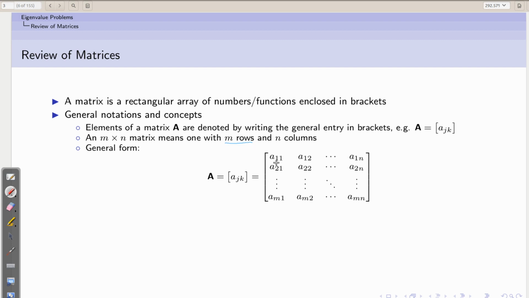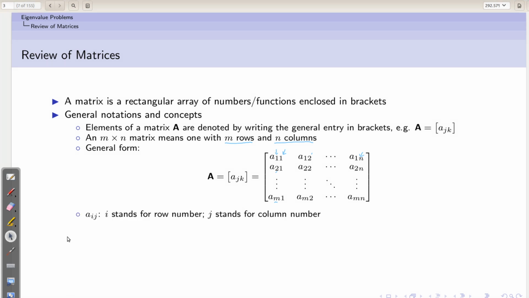The first index is the number of rows, so 1, 2, 3, 4 all the way till m. And there are n columns. The second index is the number of columns, so 1, 2, 3, 4 all the way till n. So this is an m cross n matrix. So if I say A_ij, here i stands for the row number and j stands for the column number.